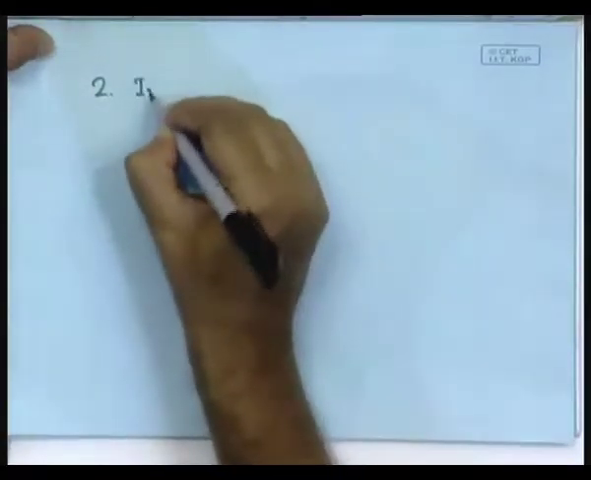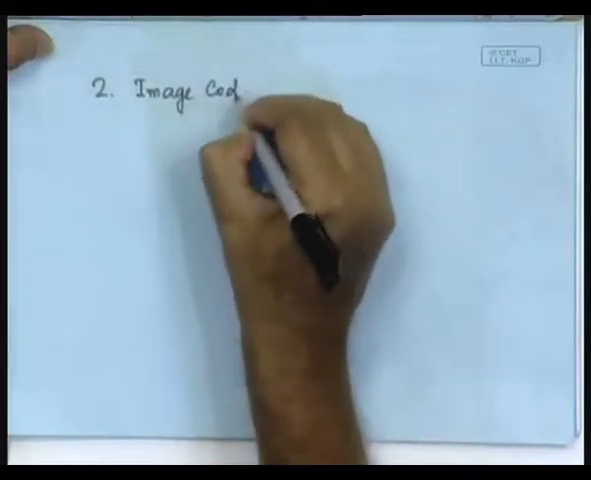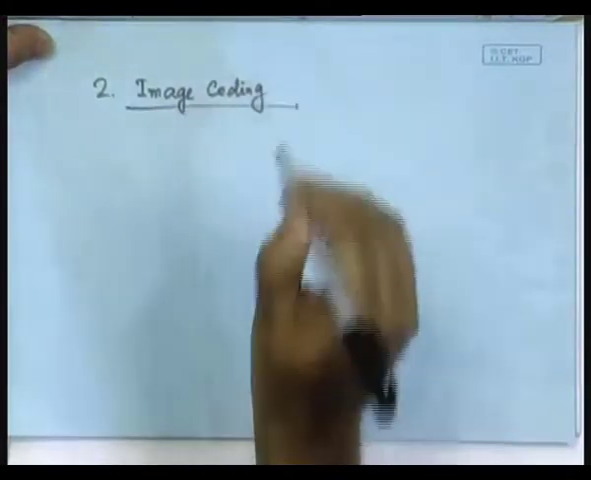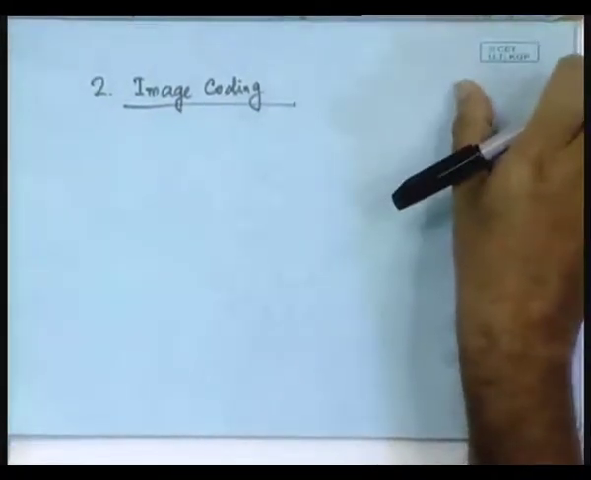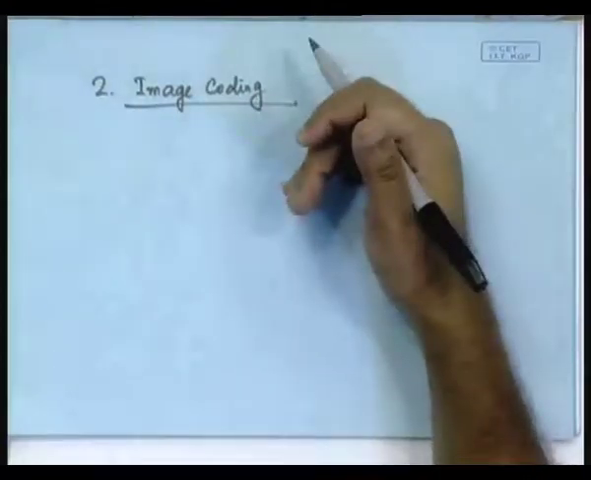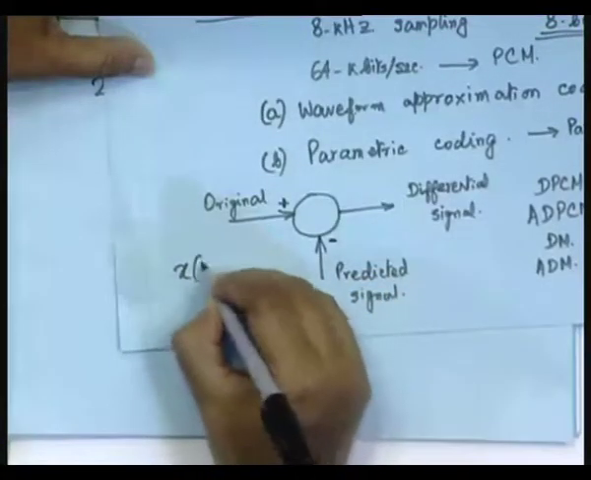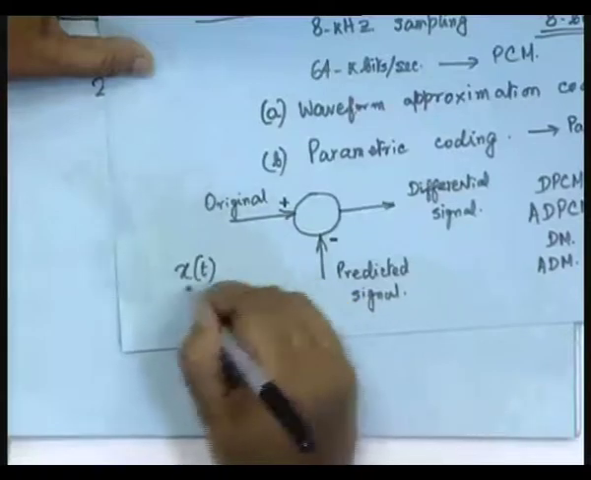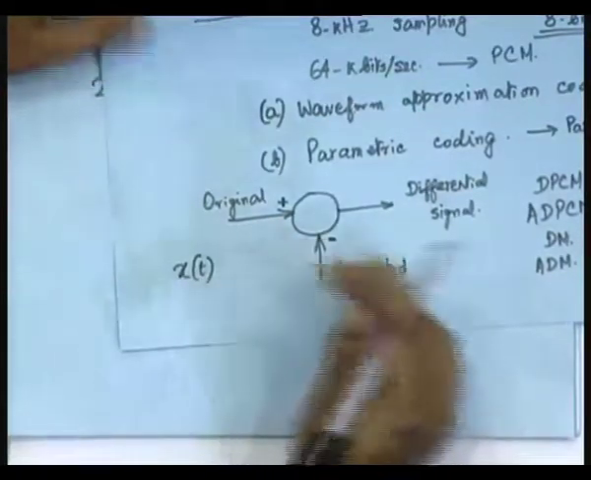Next we come to the image coding techniques. In image coding, the image is a different form of signal, in the sense that speech is a one dimensional signal, where the variation of the speech signal is only with respect to time. We can call the speech signal x of t, where t is the time with respect to which the signal x is changing.